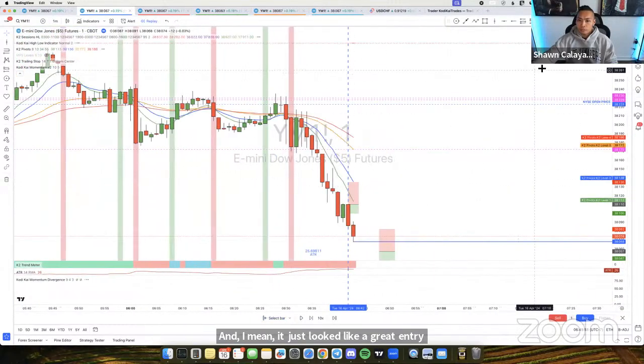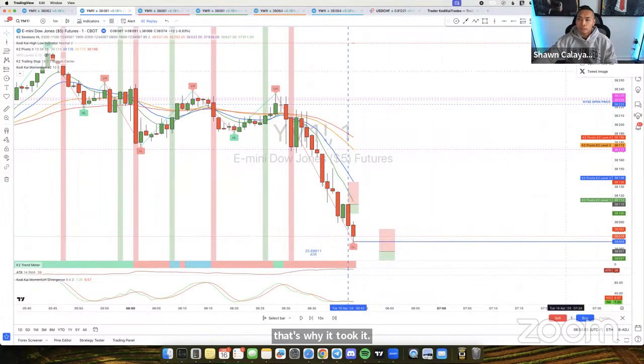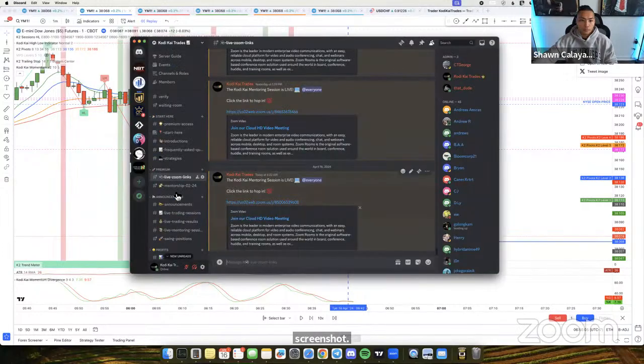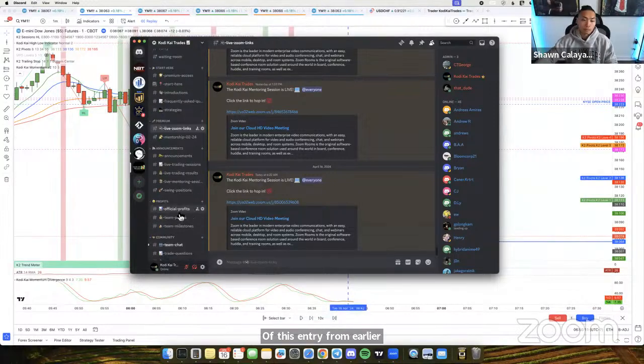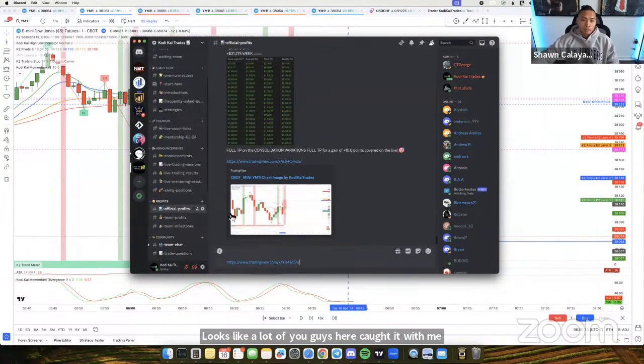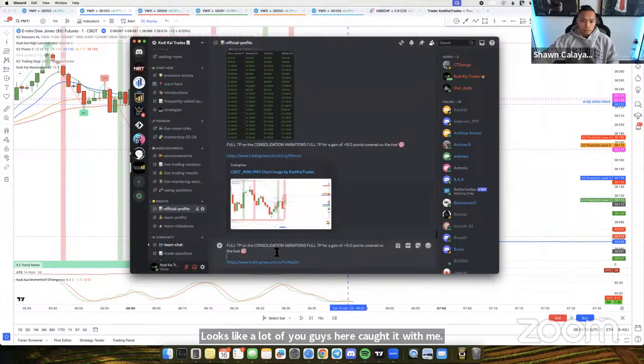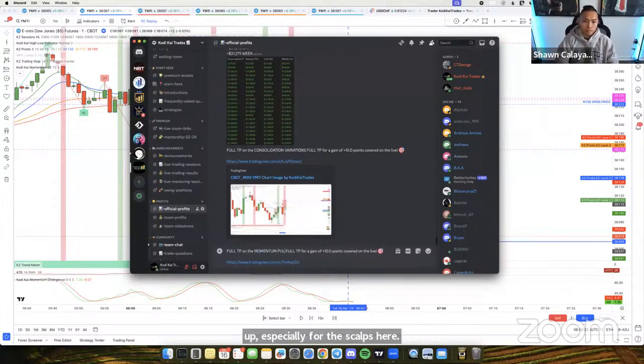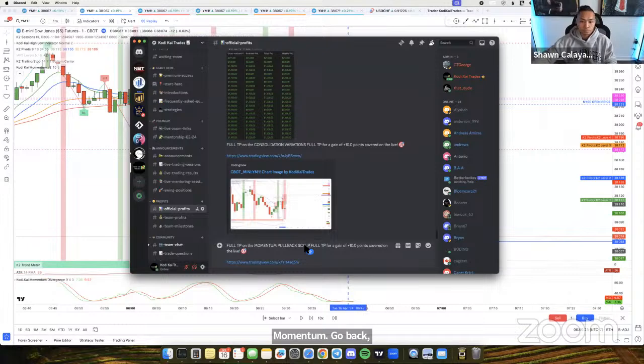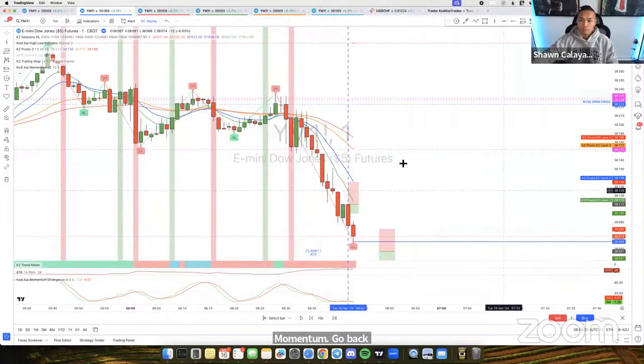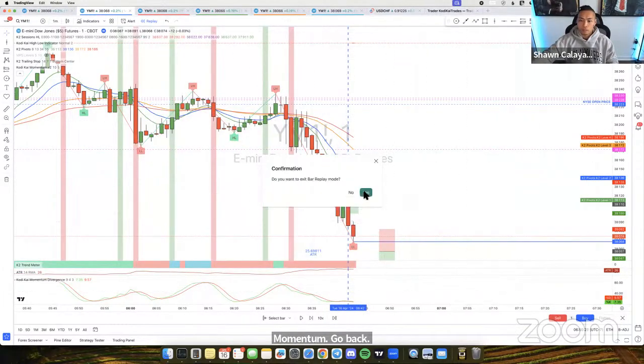So let me just go over here real quick. I'm going to take a screenshot of this entry from earlier. Looks like a lot of you guys here caught it with me. You guys will see a lot of these entries are going to come up, especially for these scalps here. So this is a momentum pullback scalp that came up right there. And then again, right here.